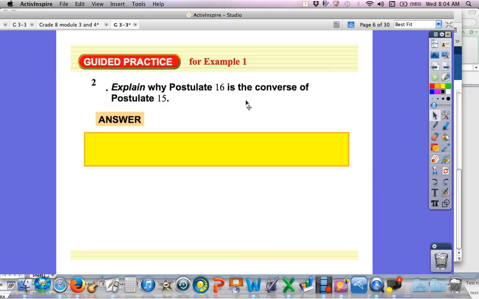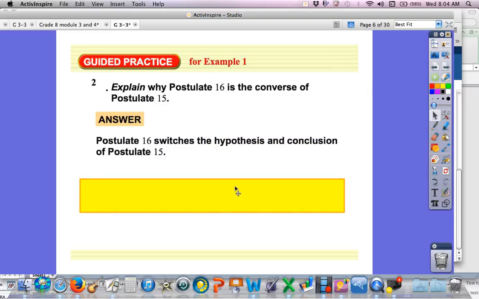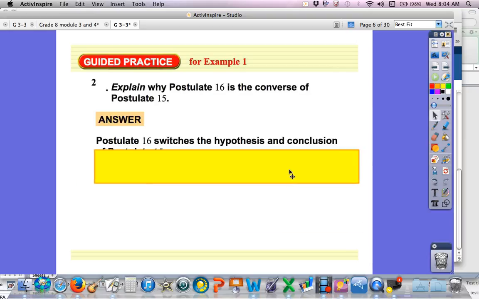Okay, next page. Explain why postulate 16 is the converse of postulate 15. We've talked about this in class. I think I talked about it in the video just a few minutes ago. The converse is when we switch the hypothesis and the conclusion. So the hypothesis in 15 became the conclusion in 16. Really, the conclusion in 15 became the hypothesis in 16. And that's how you write a converse.